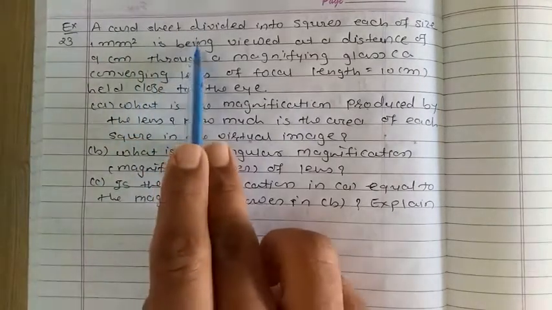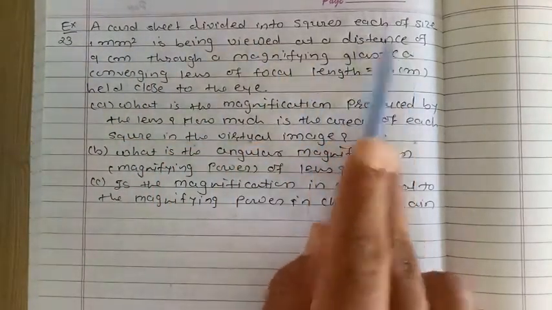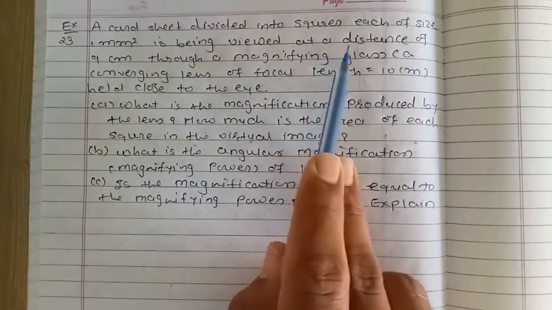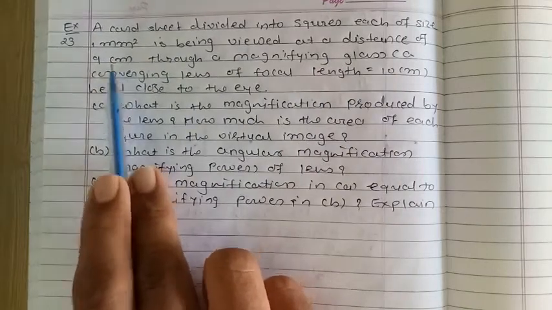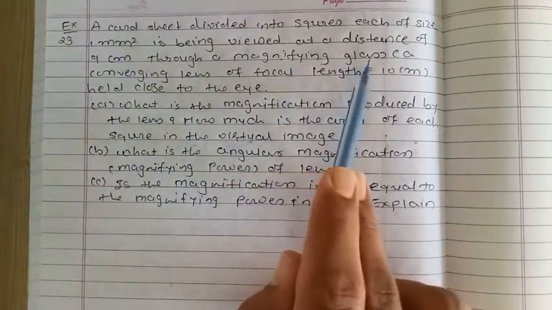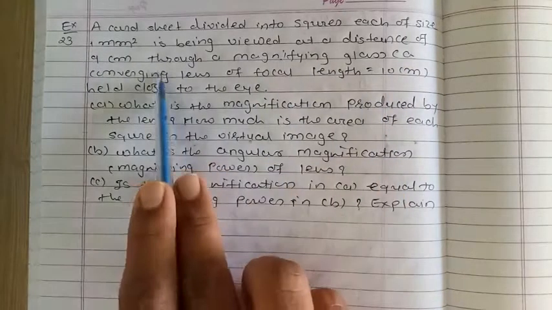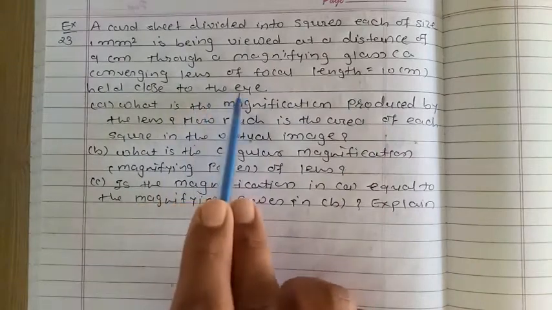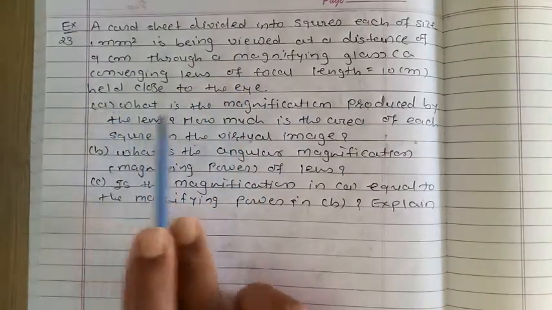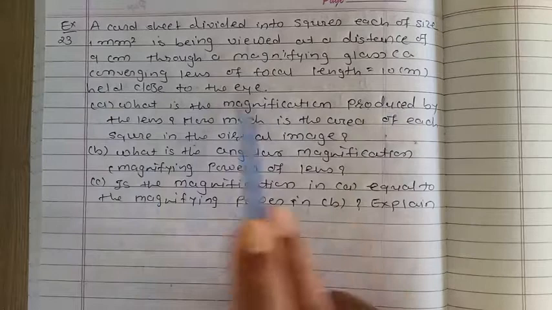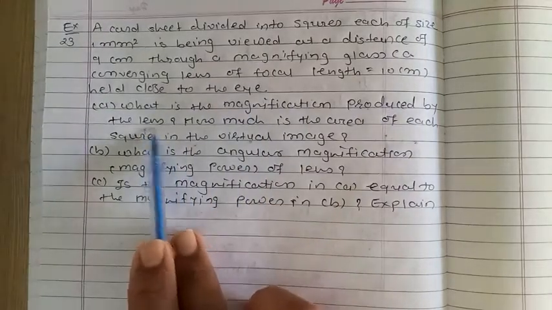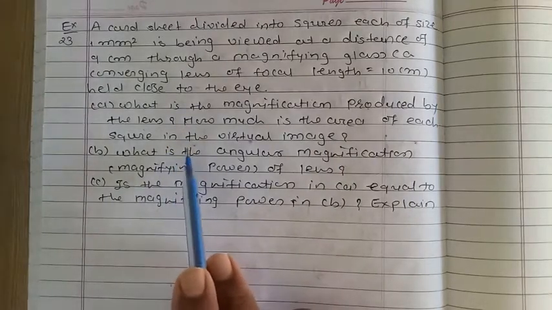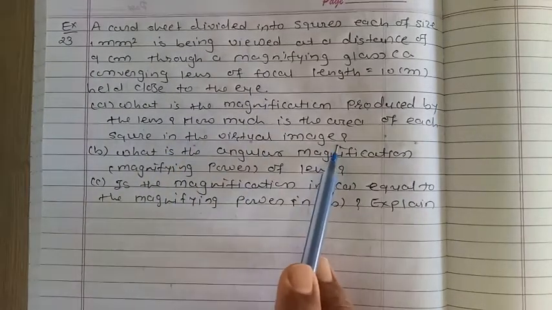A card sheet divided into squares of each size 1 mm square is being viewed at a distance of 9 cm through a magnifying glass, a converging lens of focal length 10 cm held close to the eye. Then what is the magnification produced by the lens? How much is the area of each square in the virtual image?